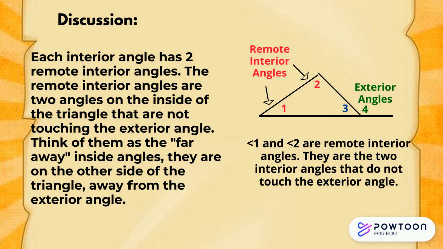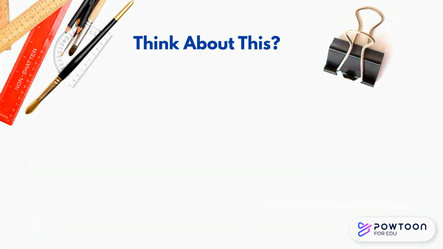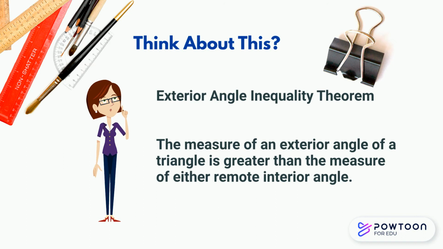Looking into the illustration, angle 4 is the exterior angle. Thus, angles 1 and 2 are the remote interior angles. They are the two interior angles that do not touch the exterior angle. Now think about this. Exterior Angle Inequality Theorem says the measure of an exterior angle of a triangle is greater than the measure of either remote interior angle.